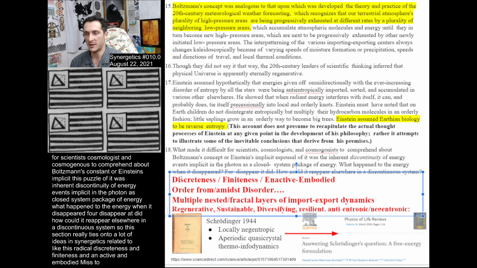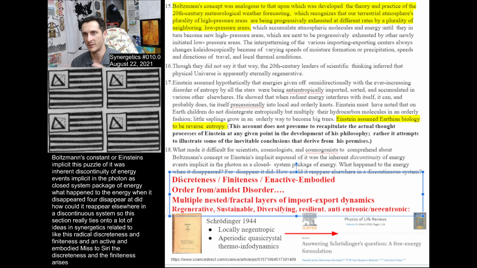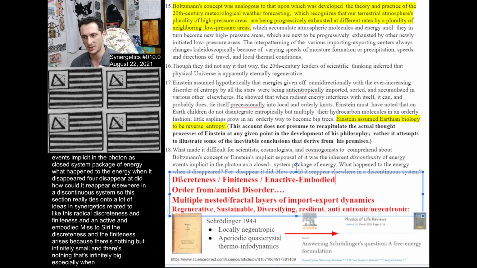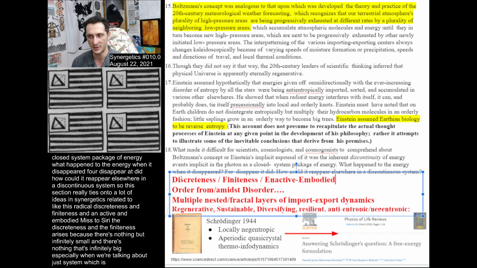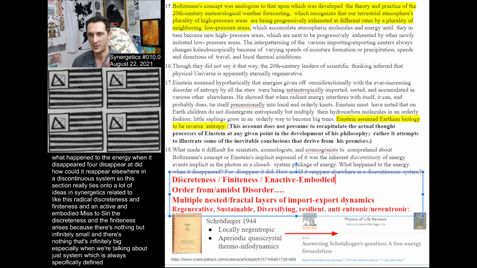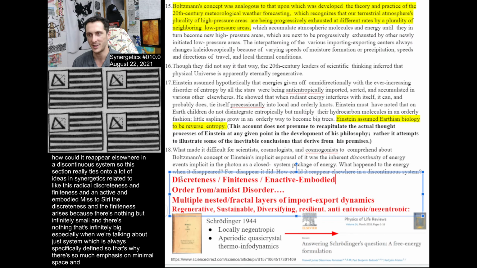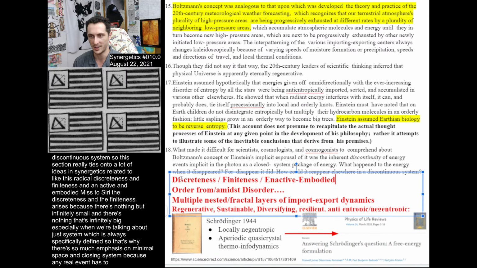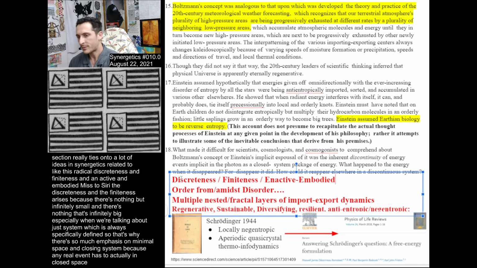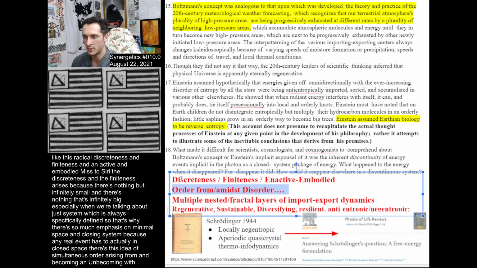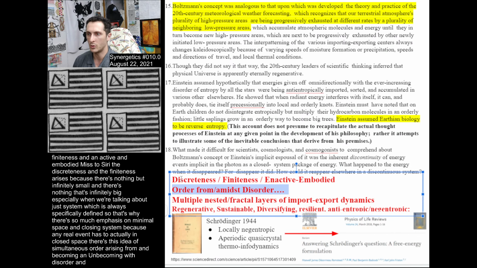The discreteness and the finiteness arises because there's nothing that's infinitely small and there's nothing that's infinitely big, especially when we're talking about just system, which is always specifically defined. So that's why there's so much emphasis on minimal space enclosing system, because any real event has to actually enclose space.